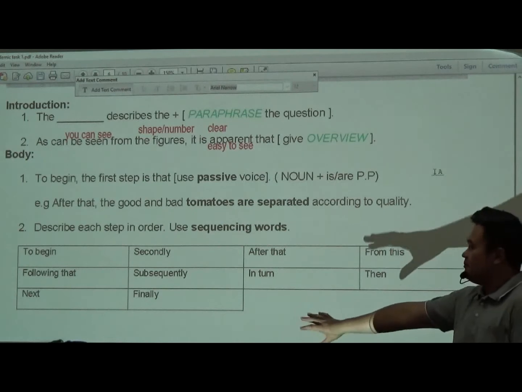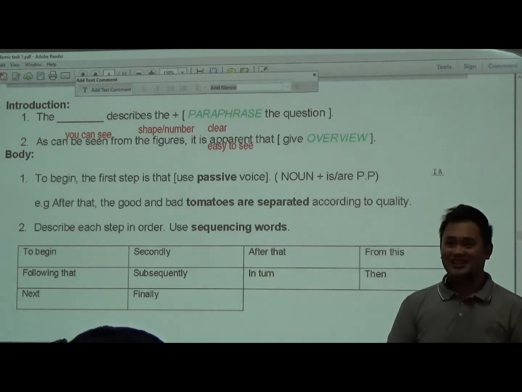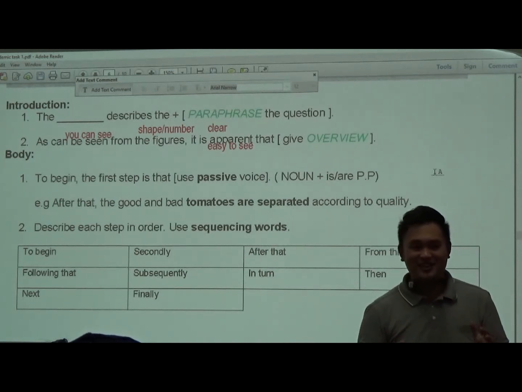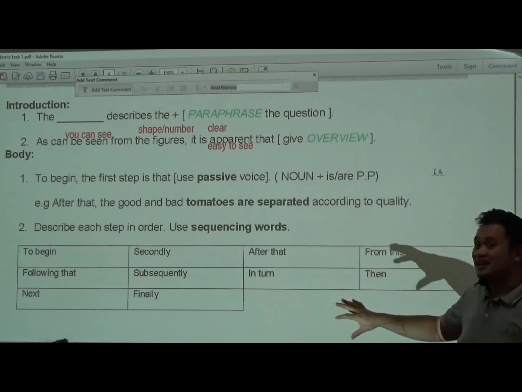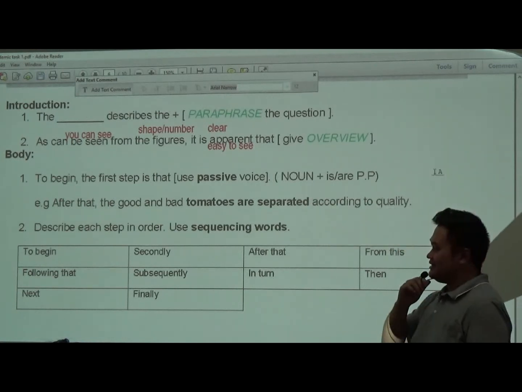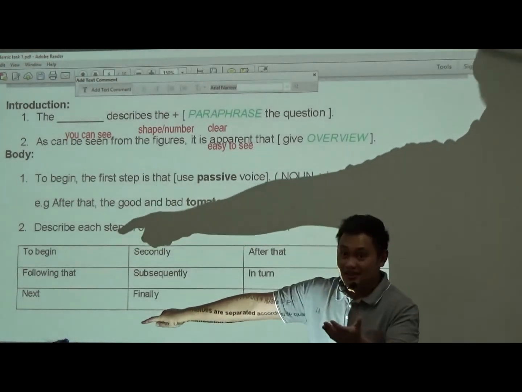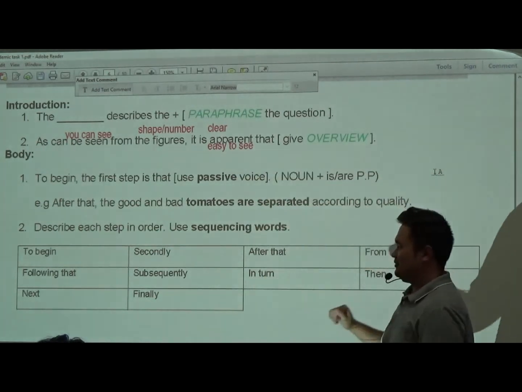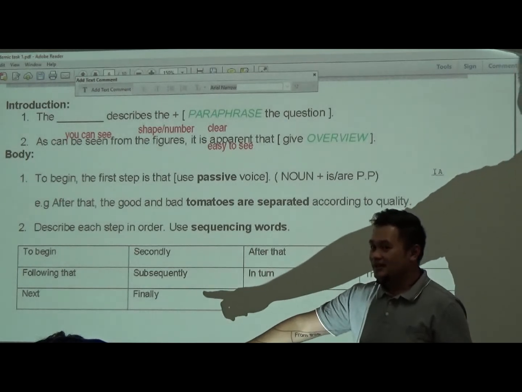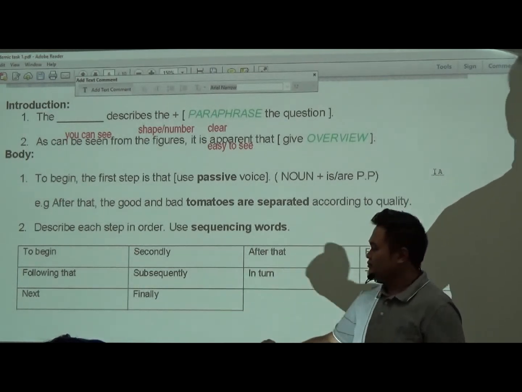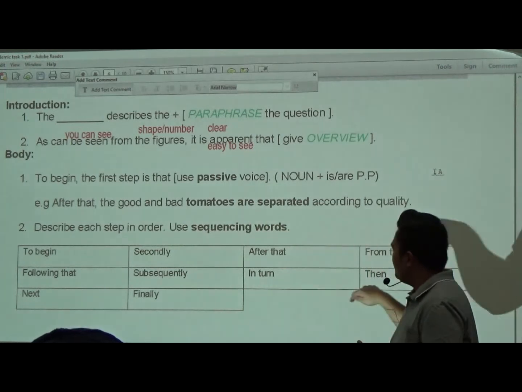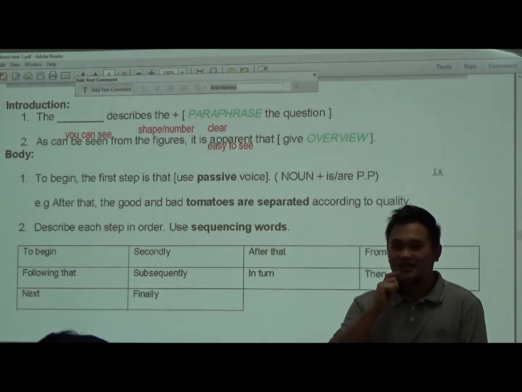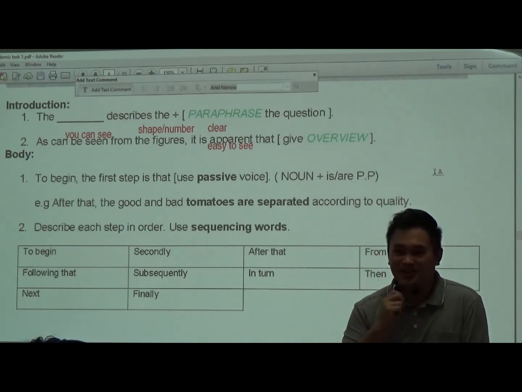So, John, should I remember all of them? Fortunately, yes. Or unfortunately, it depends on your situation. But you have to remember these. Okay? Now, so start is to begin. Secondly, then, right? Now, the last part is always finally. How many is this? 1, 2, 3, 4, 8, 10. How many steps do we have? 15. Okay, what should we do?